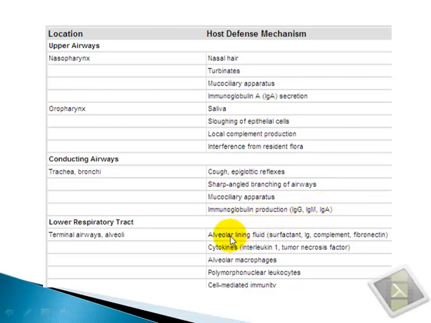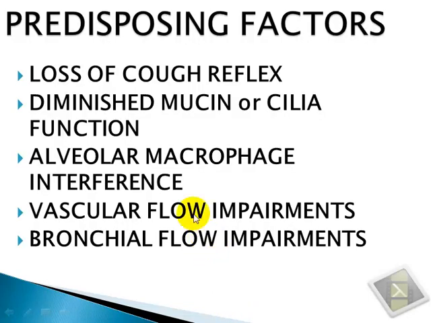In the lower respiratory tract, you have alveolar lining fluid, you have surfactant, immunoglobulins, complements, fibronectin, you have cytokines, and of course alveolar macrophages, which will take care of the lungs right deep down in the alveoli. You have polymorphonuclear leukocytes, which will be present in the interstitial space, and plus you have cell-mediated immunity, because the cells will be taking care of your immunity.